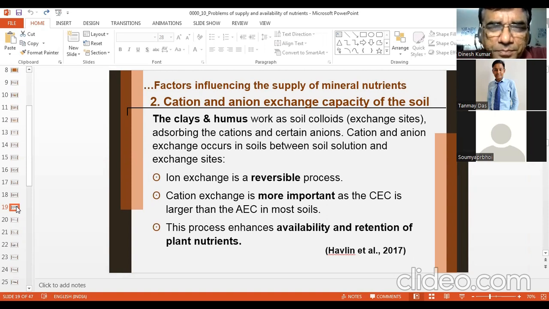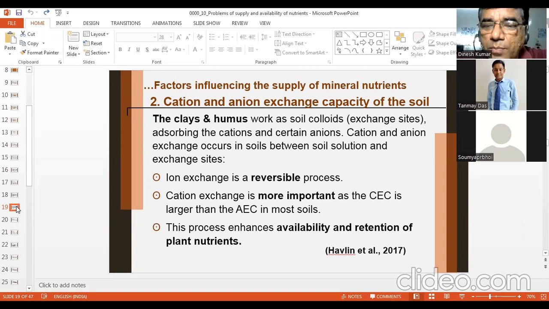Anyway, we continue. Clays and humus are the colloids which act as exchange sites, and cation and anion exchange occurs in soil between the soil solution and exchange sites. Ion exchange is a reversible process, because they are in equilibrium. So if there is excess potassium in the solution and you get less on the exchangeable side, they can reverse. They can go back to the exchangeable side.